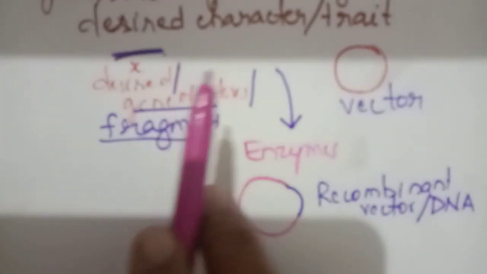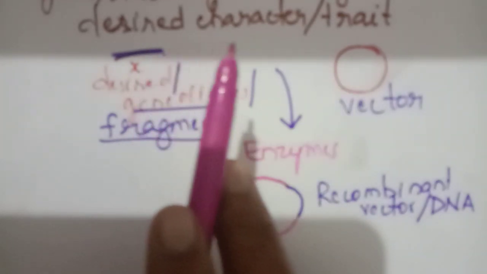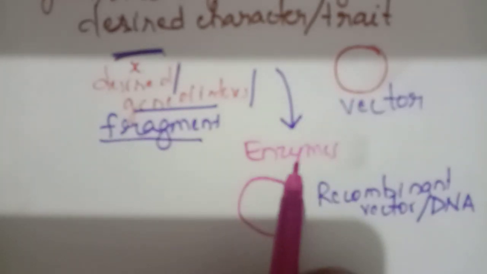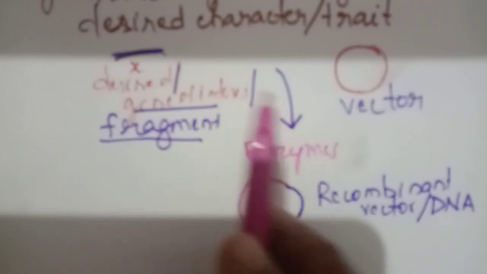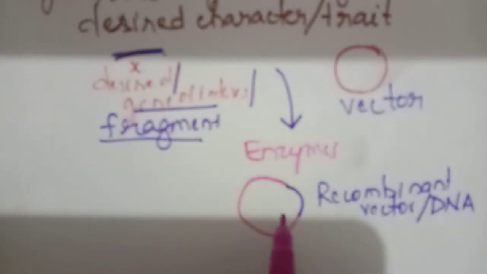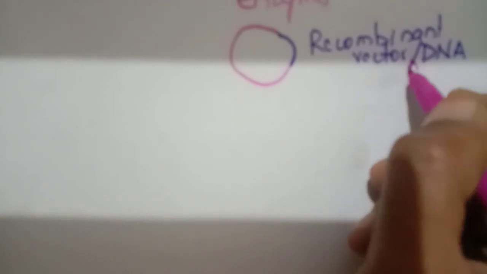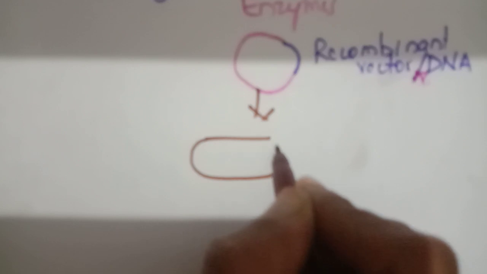So for that we have to take the gene of interest and we have to take the vector. Then, using a set of enzymes, say restriction endonucleases and ligases, we introduce the gene of interest into the vector, and once it is inserted, the vector becomes the recombinant DNA or recombinant vector. Once we get the recombinant DNA, it will be introduced into a host organism.